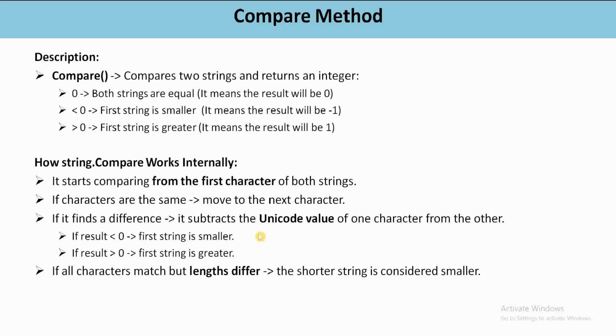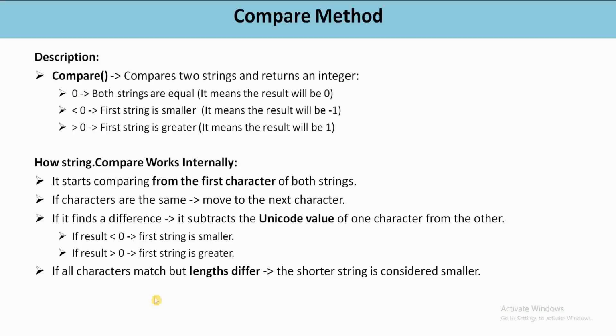If there is any difference, meaning the first value's second character is different from the second string's, then it sets the result according to that Unicode value. We will check about Unicode values after this. Next, if the result is less than 0, it means the first string is smaller, then it will give us -1. And if the result is greater than 0, meaning the first string is greater than the second one, then it will give us 1 as an integer value in return.